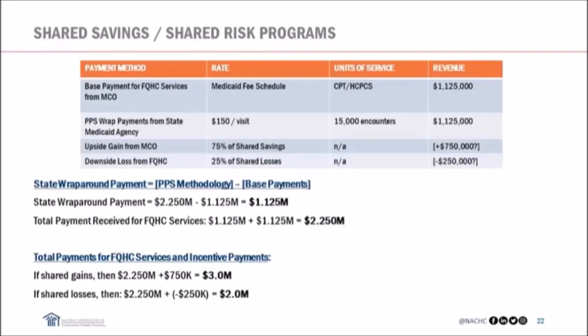So even though the total of $2 million under this example, because of the loss, is less than what they would have earned without the incentive arrangement, that is still permitted because it was on the health center's risk alone. The health center took that risk alone in bearing that downside risk, and the state discharged their financial obligation by making the health center whole up to their PPS rate in paying that wraparound payment.